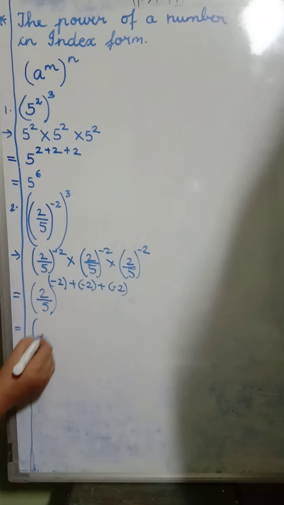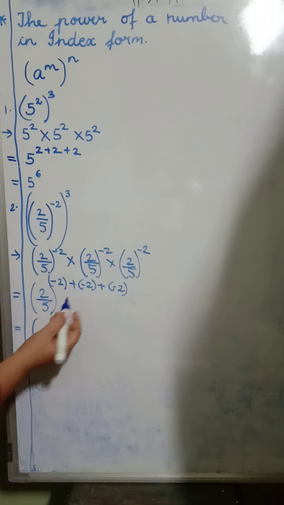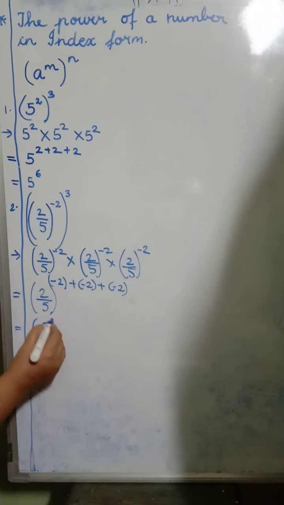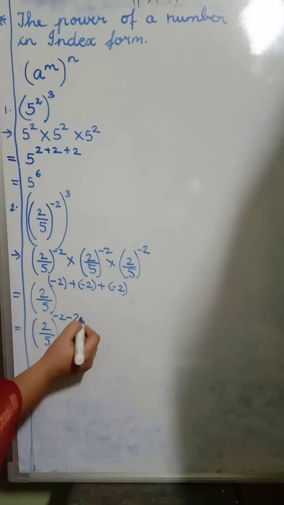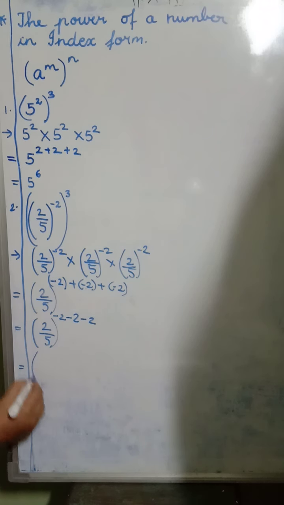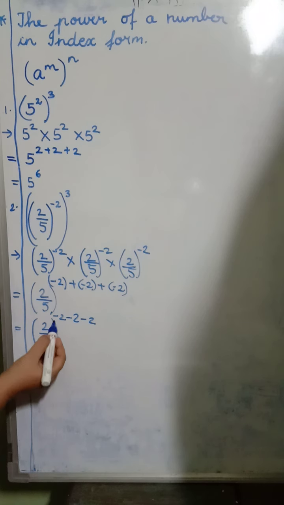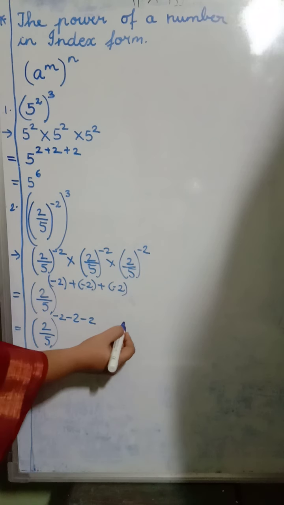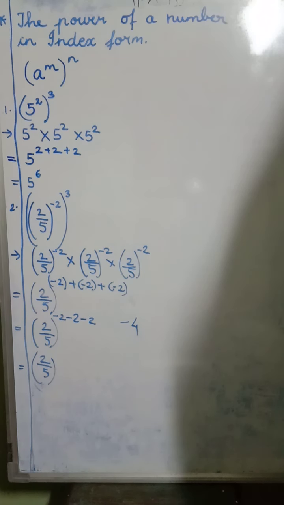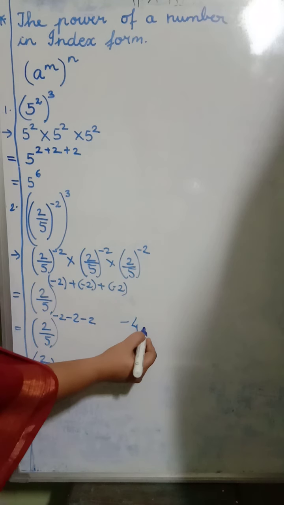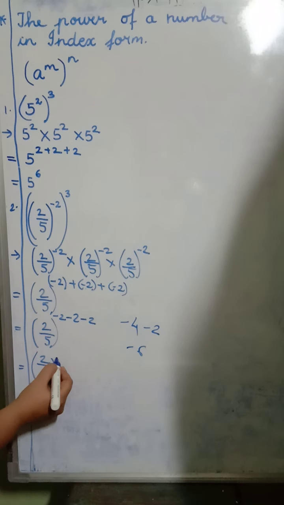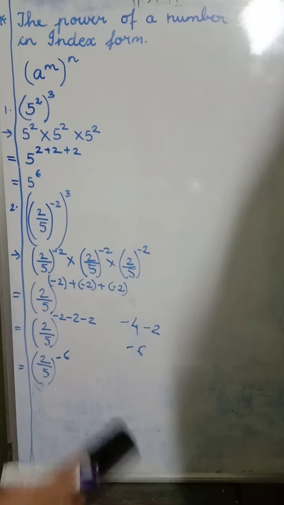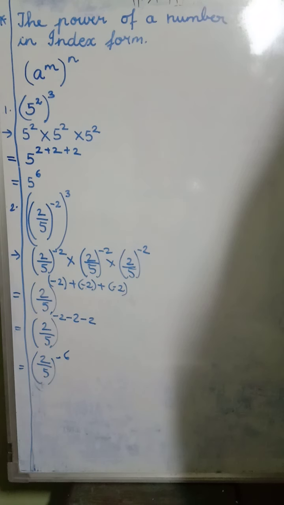That is equal to, see, minus 2 we write as it is. Plus minus minus 2, plus minus minus 2. So again 2 upon 5, minus minus plus. So what will that be? 2 plus 2 is 4, and the common sign will be minus, so minus 4. Now what is remaining? One more minus 2. Minus minus plus, 4 plus 2 is 6, common sign minus, so minus 6. So here it will be 2 upon 5 raised to negative 6.